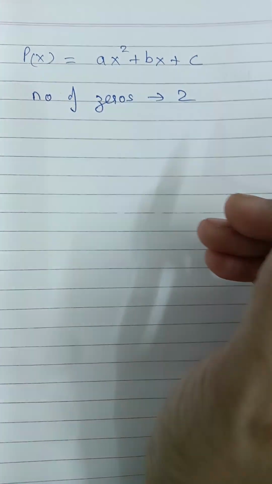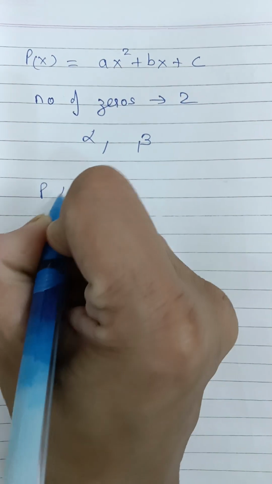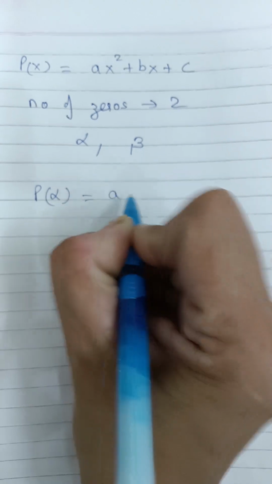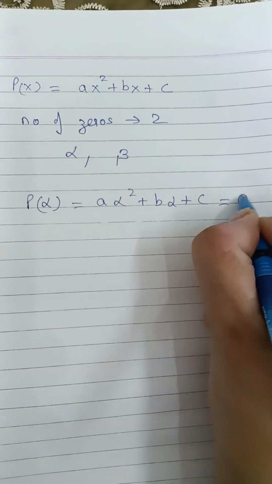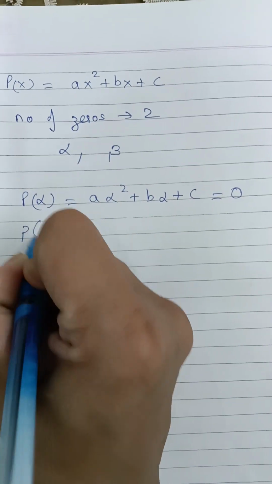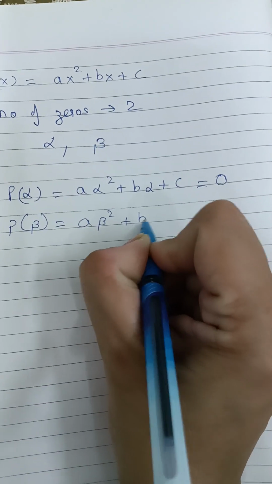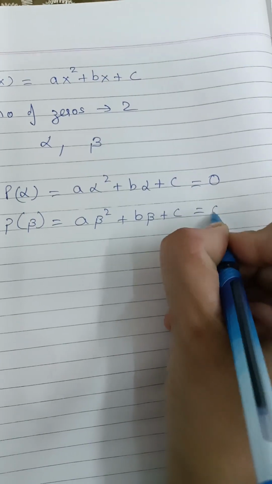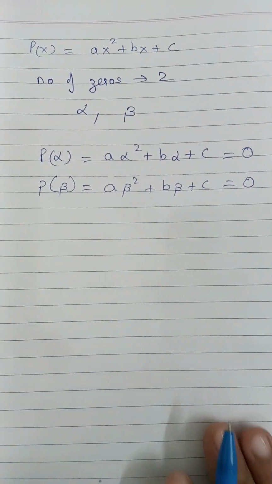Now, what are the zeros for any equation? Suppose there are two values alpha and beta which are the zeros of this polynomial. That means if I replace alpha in this quadratic polynomial in place of x and solve it, I will get the answer 0. Similarly, if I replace beta in place of x and solve it, I'll get another 0. That means there are two possible values at which this polynomial will become 0, and these values are called the zeros of the polynomial.